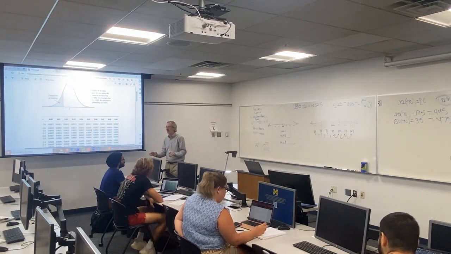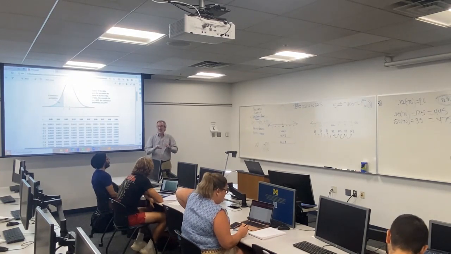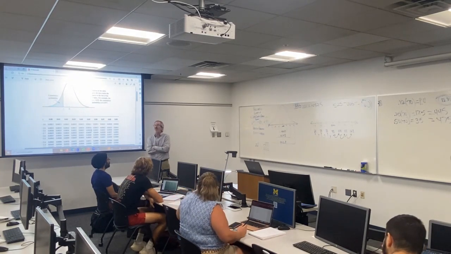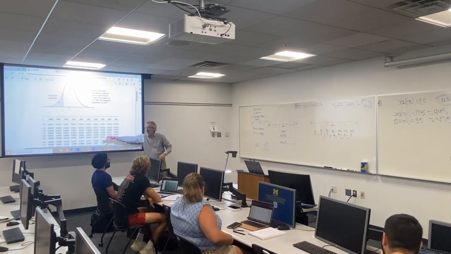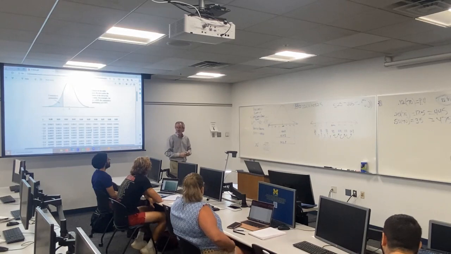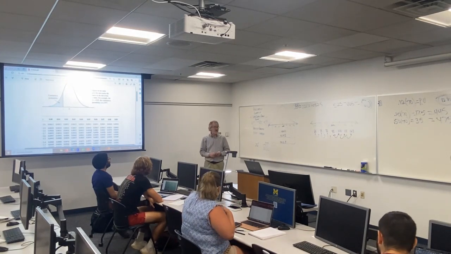Okay, now here's the tough one. The question says, what's the probability of you calculating a negative 2.85 or more? Not or less, or more. What do we do? Find the opposite. Find the opposite.